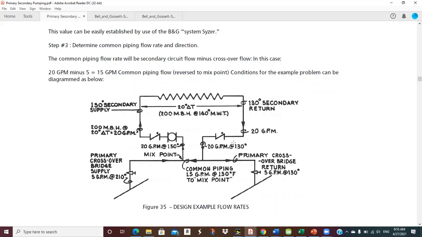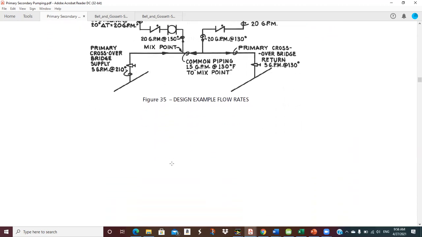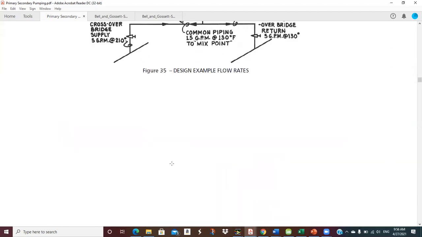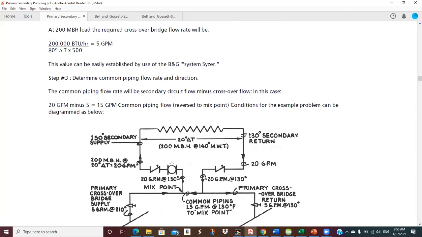Determine the common pipe flow rate. Well, it's pretty clear. If I've got 20 GPM up here and I've got 5 going up there, I have to have 15 coming back here. It's what continuity says. So that's pretty simple. Now let me see, are we done or did I skip over something? No, I guess that's it.